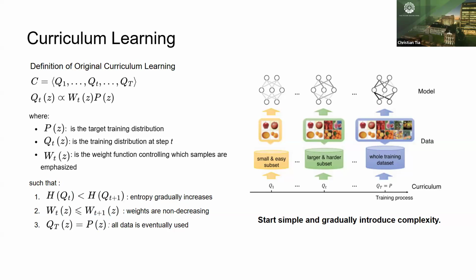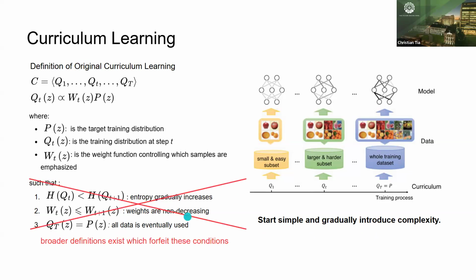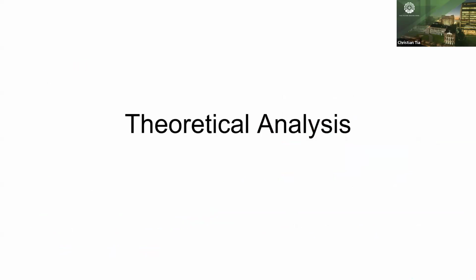And the third condition is that all data is eventually used up, so that the distribution at the final step is equal to the original target training distribution. So that's all to say that you start simple and you gradually introduce complexity. Broader definitions exist which forfeit these conditions, and we'll go into some of those when we look at the different frameworks.